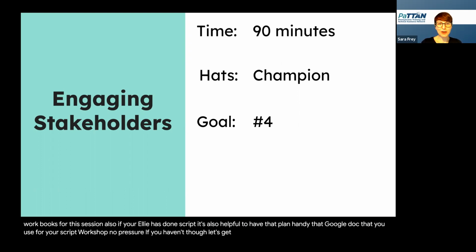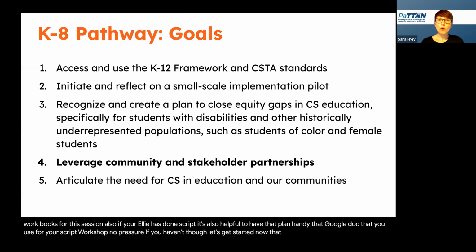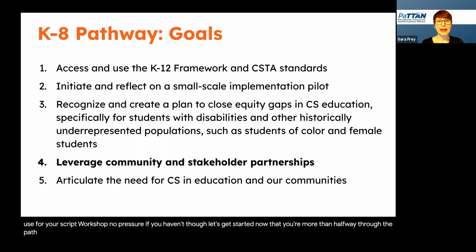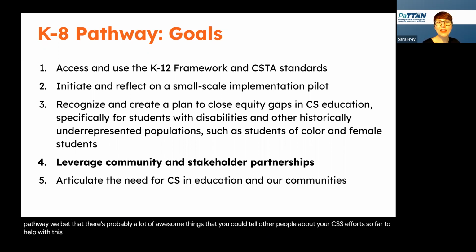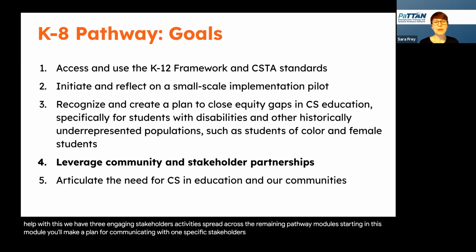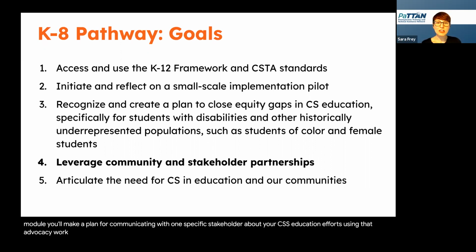Let's get started. Now that you're more than halfway through the pathway, we bet that there's probably a lot of awesome things that you could tell other people about your CS efforts so far. To help with this, we have 3 engaging stakeholders activities spread across the remaining pathway modules. Starting in this module, you'll make a plan for communicating with one specific stakeholder about your CS education efforts using that advocacy workbook I mentioned.